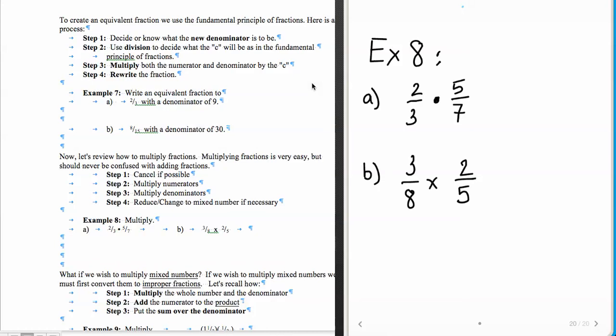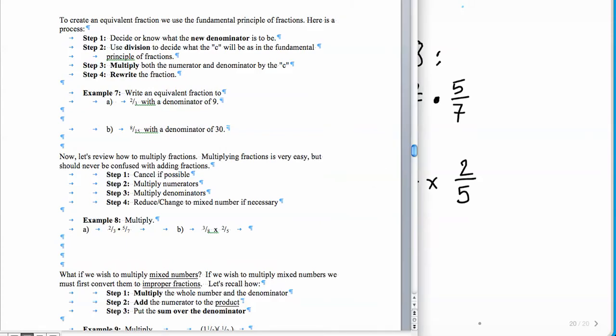Okay, this is our next step in section 2.2. We're going to be multiplying fractions. Multiplying fractions is actually quite easy. In order to multiply fractions, the first thing that we want to do is cancel if possible, because if we cancel, then we won't have to do the reducing afterward. Make an equivalent form that has no common factors.